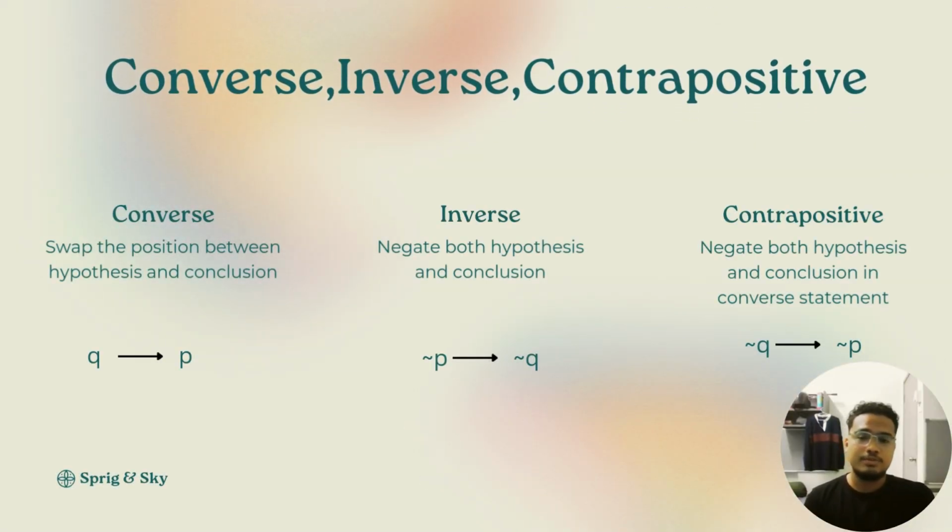Converse, inverse, and contrapositive. For the converse, we swap the positions of the hypothesis and the conclusion. So if it's P implies Q, it becomes Q implies P. For the inverse, we negate both the hypothesis and the conclusion. So P implies Q becomes not P implies not Q. For the contrapositive, we negate both the hypothesis and the conclusion in the converse statement. So if the converse is Q implies P, it becomes not Q implies not P.